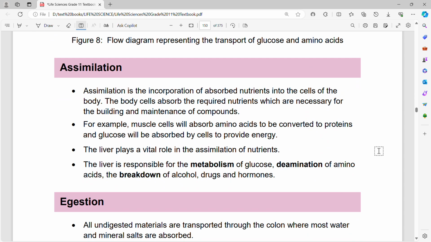And then the liver plays an important role in assimilation of the nutrients. The liver is responsible for metabolism of glucose, deamination of amino acids, and breakdown of alcohol, drugs, and hormones. This point is very important for the exam. And what is assimilation? This is also something you must know, right?